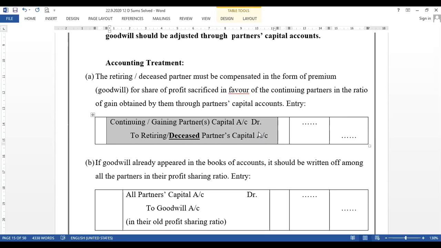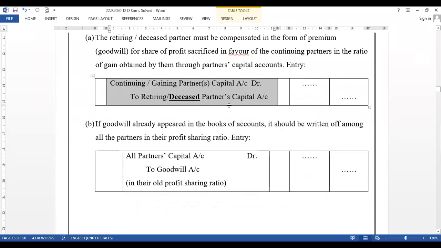Generally, firm's Goodwill will be given to us. Out of firm's Goodwill, we would like to calculate the share of the retiring partner, and that retiring partner's share, who will be contributing for it? The gaining partners in their gaining ratio. That's all, nothing else. There were so many cases in case of admission of partner, but over here, no such cases are there for Goodwill. This is very simple, and the same thing remains for death of partner as well.